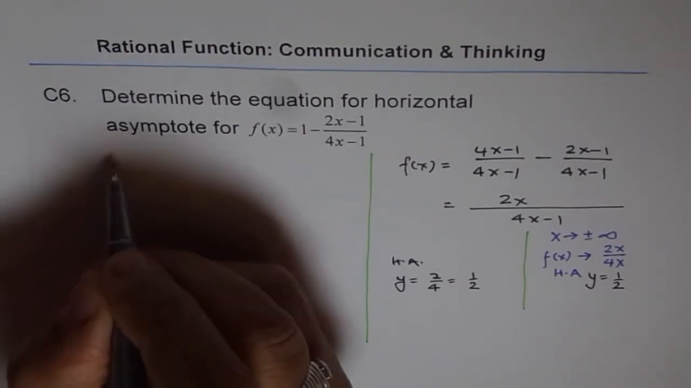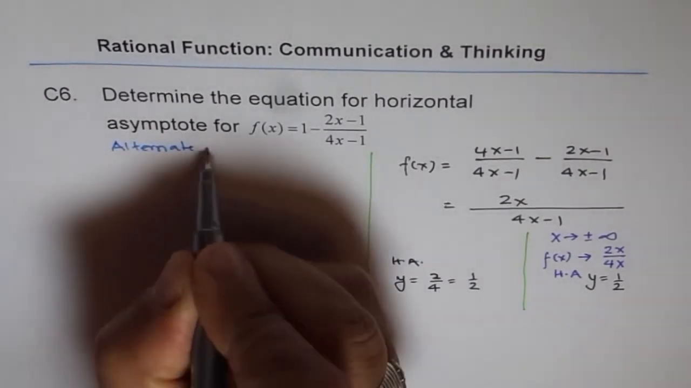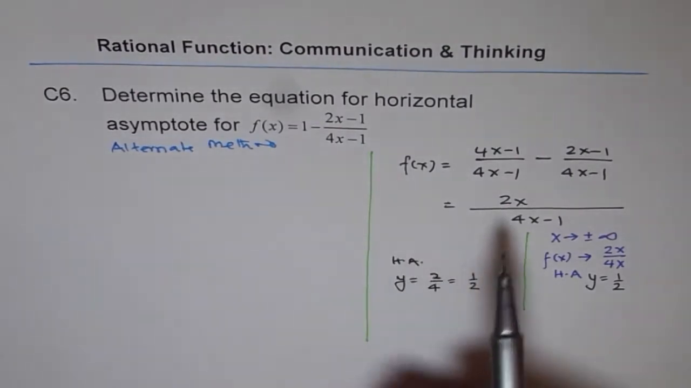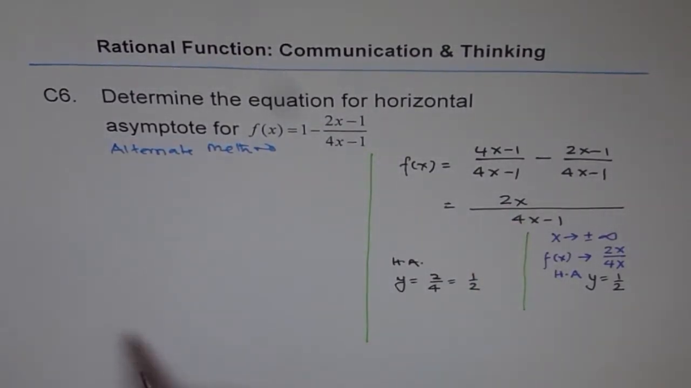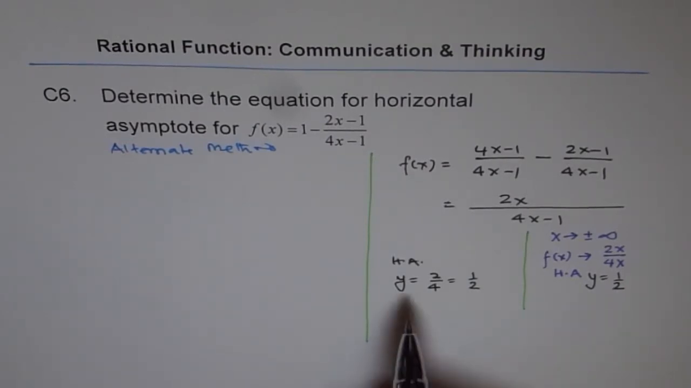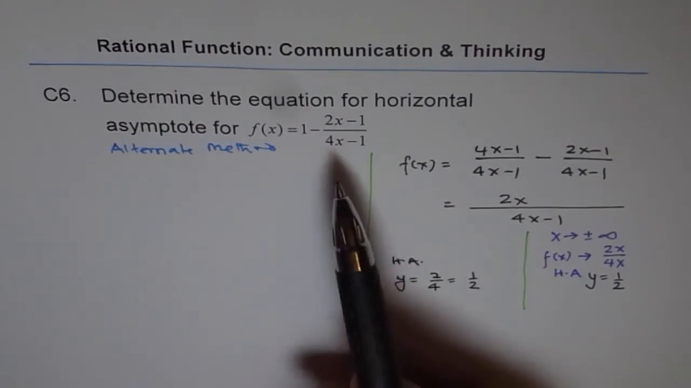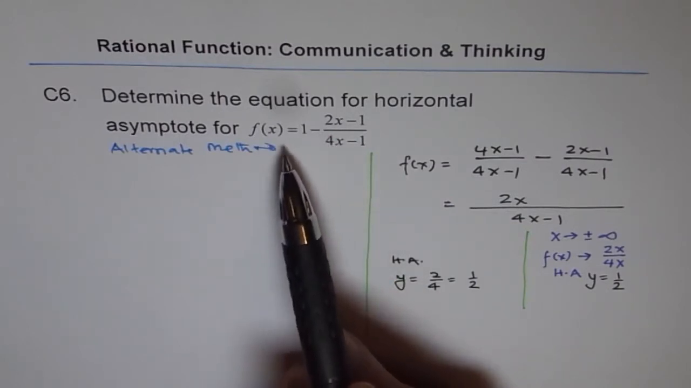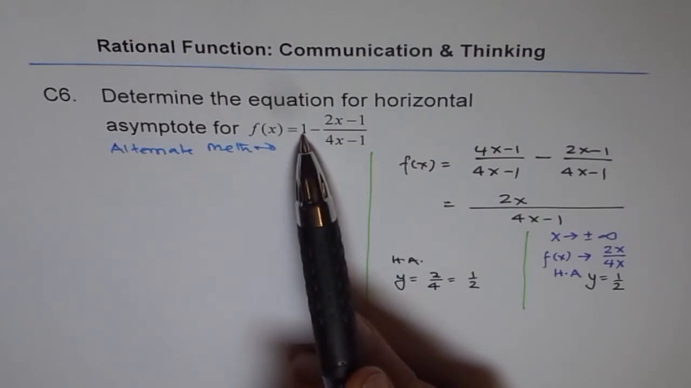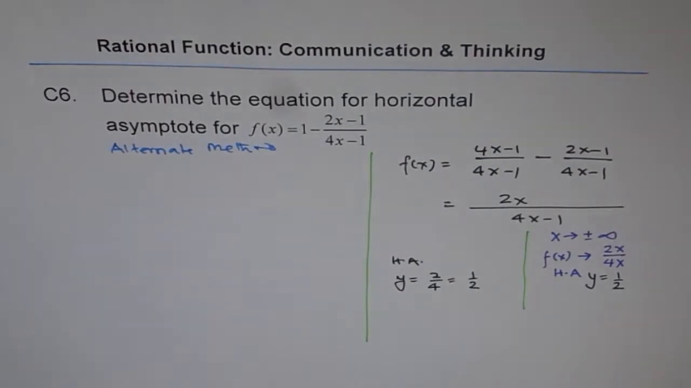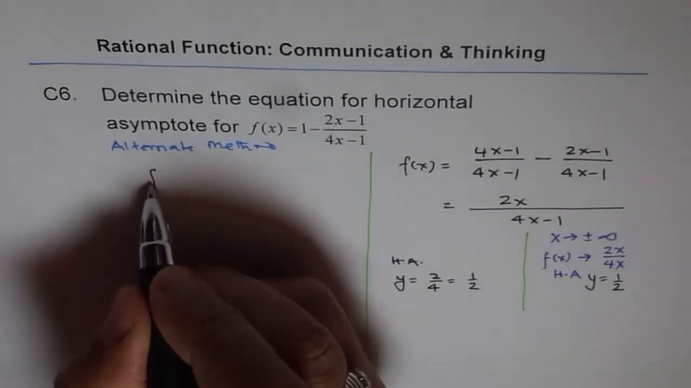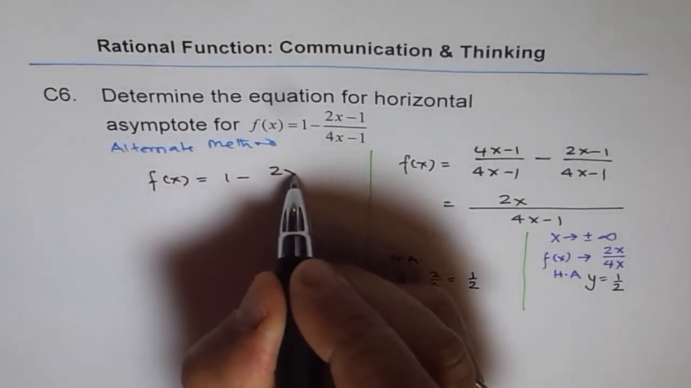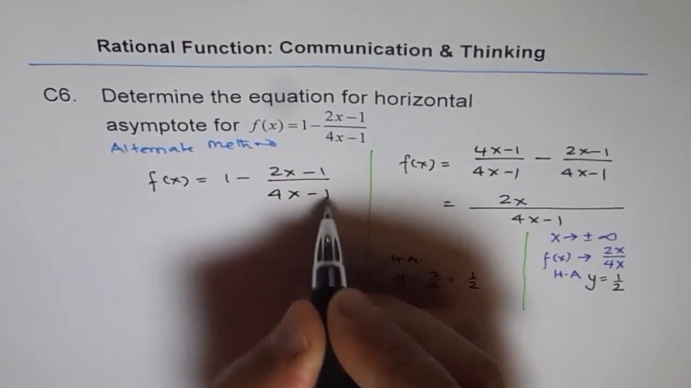And here is an alternate method. Let me write alternate method here. Now, here we'll use this principle, that the degree of numerator and denominator is the same, and therefore the equation of the horizontal asymptote should be the ratio of leading coefficients. But we see from transformation that f(x) is 1 unit translated up, so this horizontal asymptote gets translated up a unit. Do you see that? So let me write the equation again to explain my point. The function is f(x) = 1 - (2x - 1)/(4x - 1), correct?